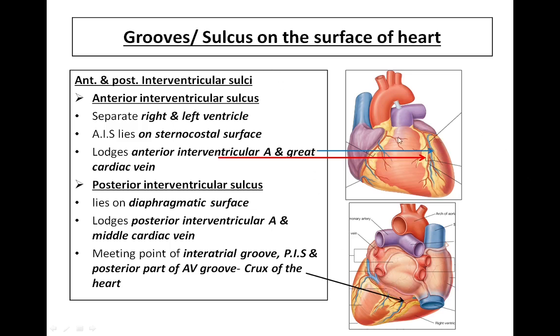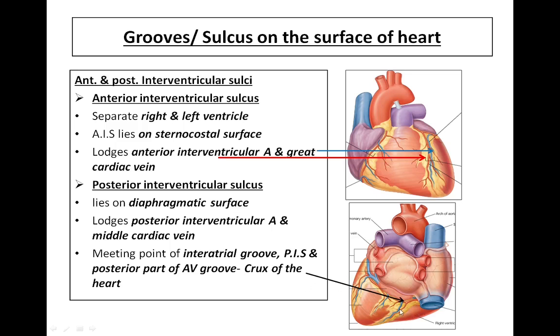Okay. So in the anterior part of the interventricular groove, or you can say anterior interventricular sulcus, what structures remain? We have the artery, that is the anterior interventricular artery of the left coronary artery, and your great cardiac vein. Then this anterior interventricular sulcus reaches the inferior border, then it runs on the inferior or diaphragmatic surface, which separates the left ventricle from the right ventricle.